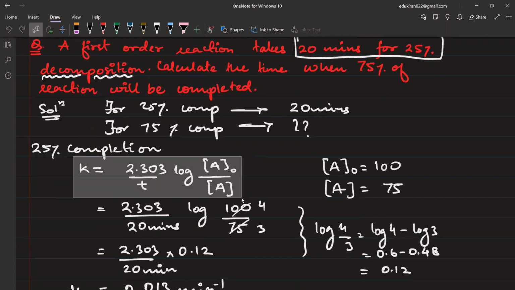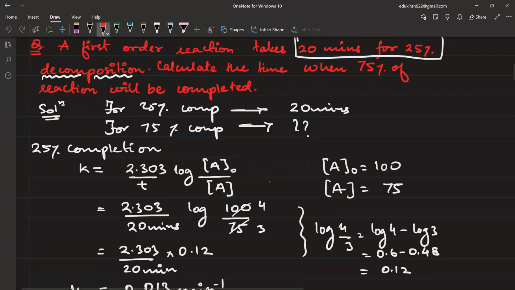There are only 2 equations that you have to learn actually: the equation for the zero order and the equation for the first order. Now from this equation, see what all things they can ask. They can ask you K, and they will give you the rest of the things. They can ask you time, and they will give you the rest of the things. They can ask you initial concentration, or they can ask you the final concentration.